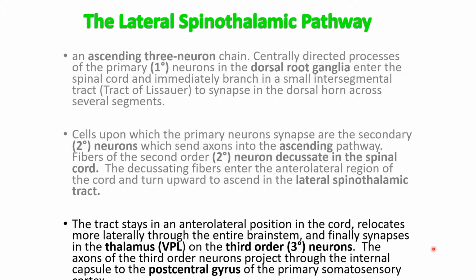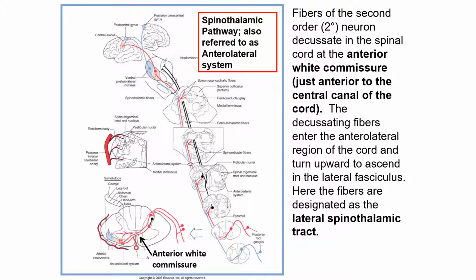The axons of the third order neuron project through the internal capsule to the postcentral gyrus of the primary somatosensory cortex. We see here that the fibers of the second order neuron, represented here in the dorsal horn of the dorsal gray, decussate at the anterior white commissure, just anterior to the central canal of the spinal cord, to occupy a position in the anterolateral position of the cord.